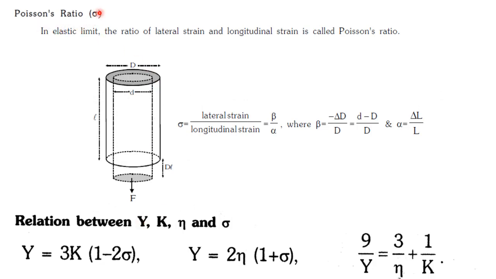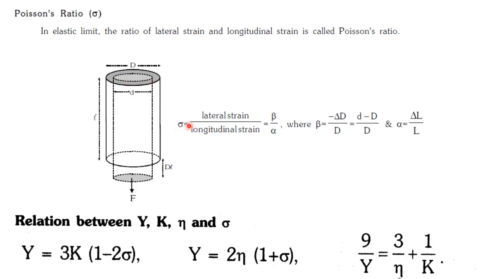It is denoted as sigma. Within elastic limit, if you apply some force and there is an increase in length, then because of this increase in length, the radius or the diameter of this wire decreases.